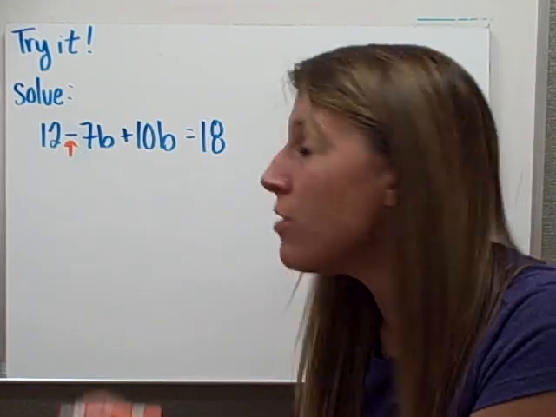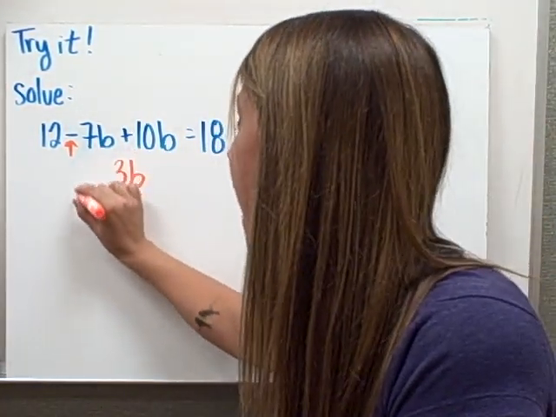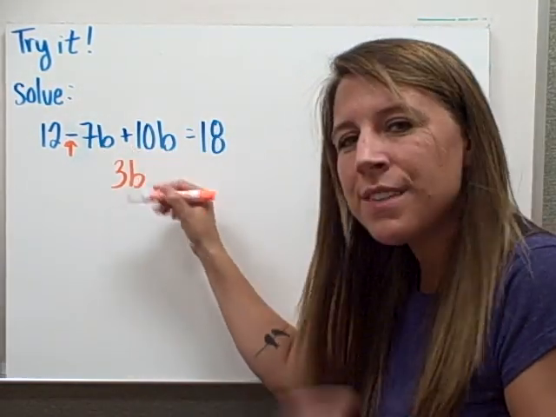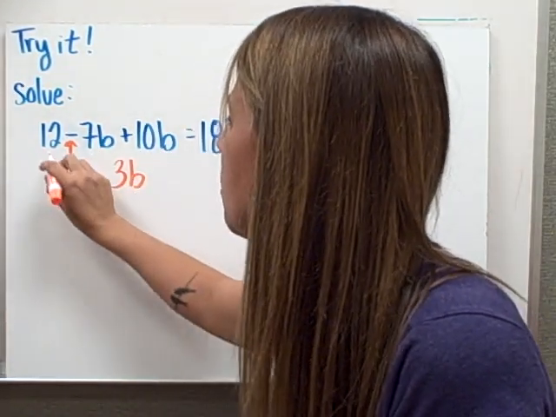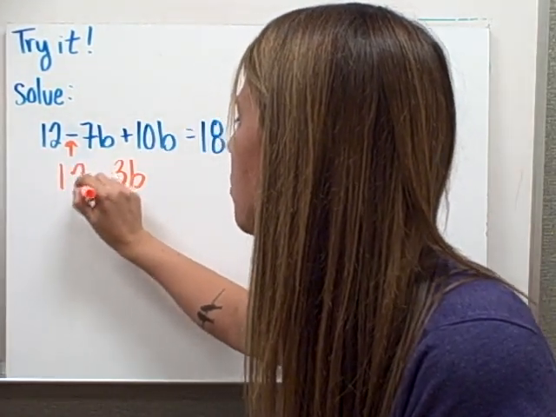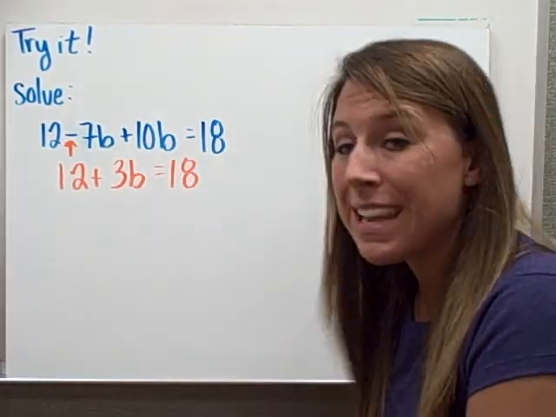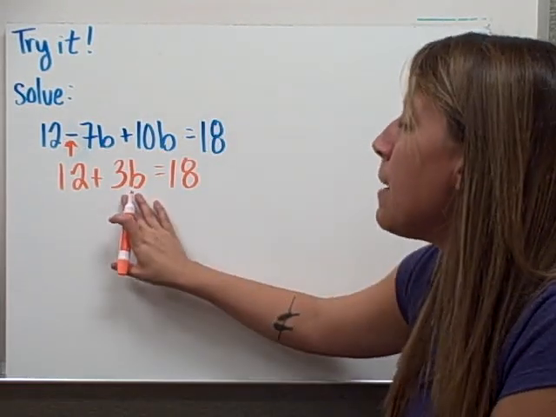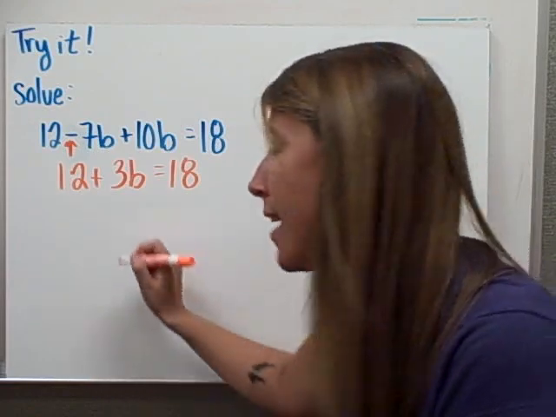So when I combine those, I actually have 3b. And it's a positive 3b because that 10 is positive and it's the larger number in absolute value. So I can rewrite this, and you bring down everything else you haven't used: 12 plus 3b equals 18. Now I simply have my two-step equation. To get b by itself, the first thing I can do is subtract 12 from both sides.